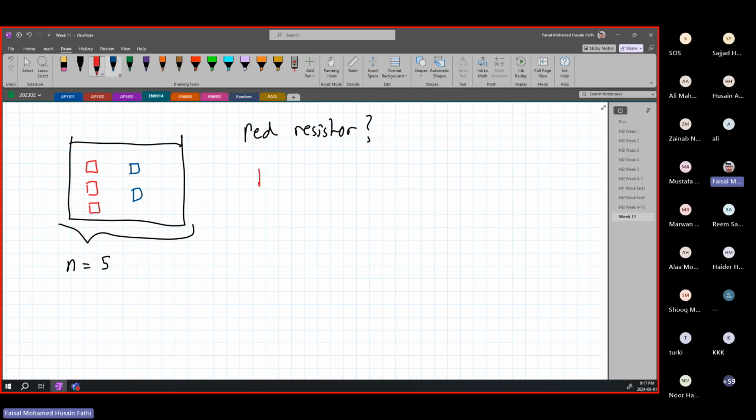So the probability of a red resistor is going to be, how many red resistors do we have? 3. What is our total? 5. So we are going to have a 0.6 or 60% chance of getting a red resistor. What about the blue resistor? So P of blue is going to be 2 over 5, which is equal to 0.4.